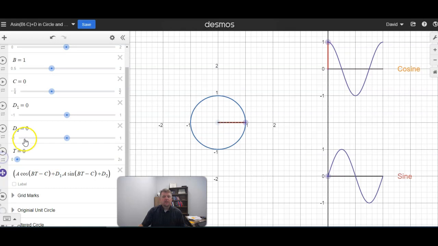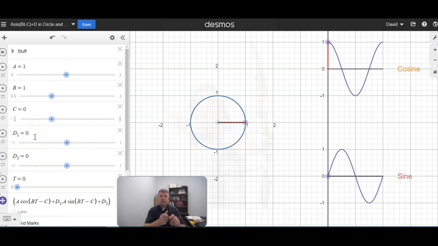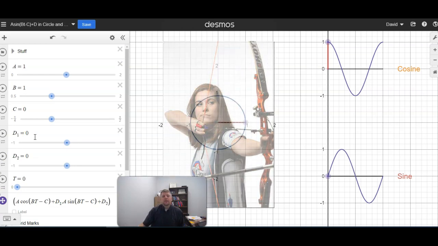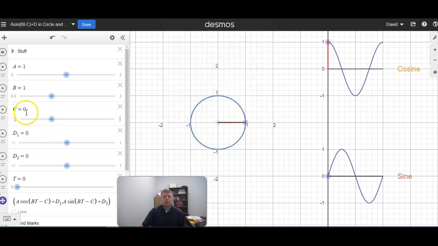I like to think of it like somebody with a bow and arrow pulling back on the string before they let go. So this is kind of where we're going to start from. We typically think of our starting position, standard position, as the positive x-axis, and we rotate up from the positive x-axis. But what C does is what we call a phase shift. It takes this starting position and rotates it either back or forth by whatever angle measure we pick.